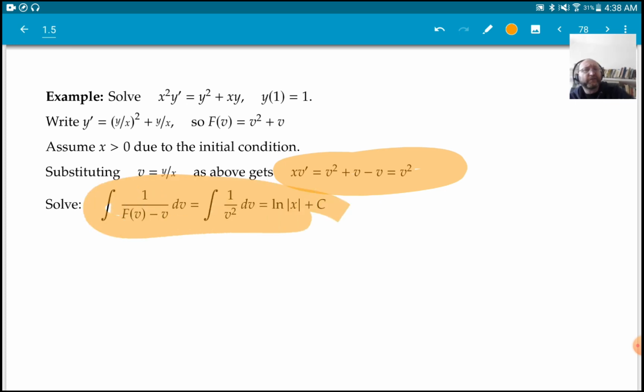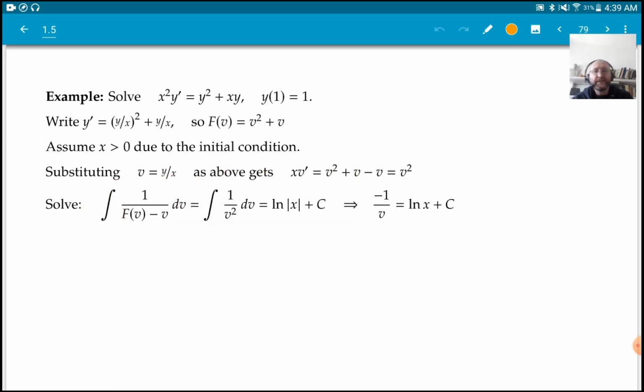This was the solution that we got before. You could just solve it immediately here. X times v prime equals v squared, and you solve it as a separable equation. If v prime over v squared is equal to 1 over x, and you integrate both sides, you get this. Or you can just plug it into the formula that we just did. All right. And you do this integration, and you also notice that x is positive, so I don't have to put in the absolute values here.